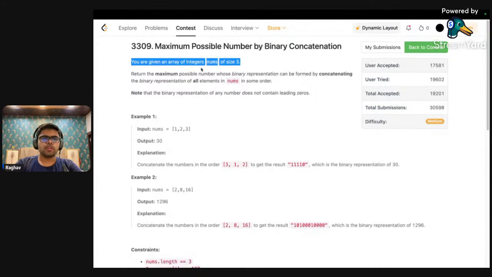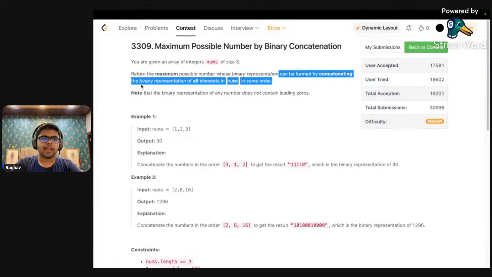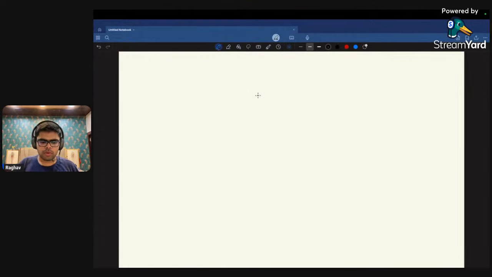Okay, so the problem says that we have been given an array of integers nums of size 3, and we have to return the maximum possible number whose binary representation can be formed by concatenating the binary representations of all elements in nums in some order. And note that the binary representation of any number does not contain leading zeros.